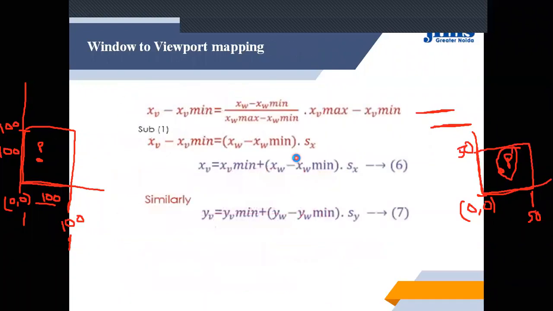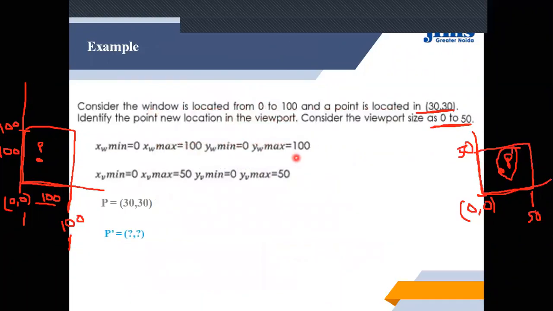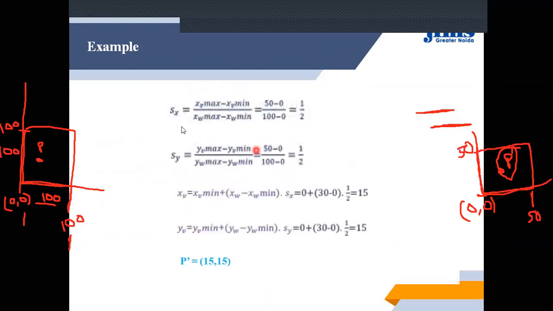Let us first find the values of Sx and Sy. Sx equals xv max minus xv min divided by xw max minus xw min. Here xv max is 50 minus 0, upon 100 minus 0, which is also 100. So 50 divided by 100 is 1 by 2. So the scaling factor on the x-axis is 1 by 2.